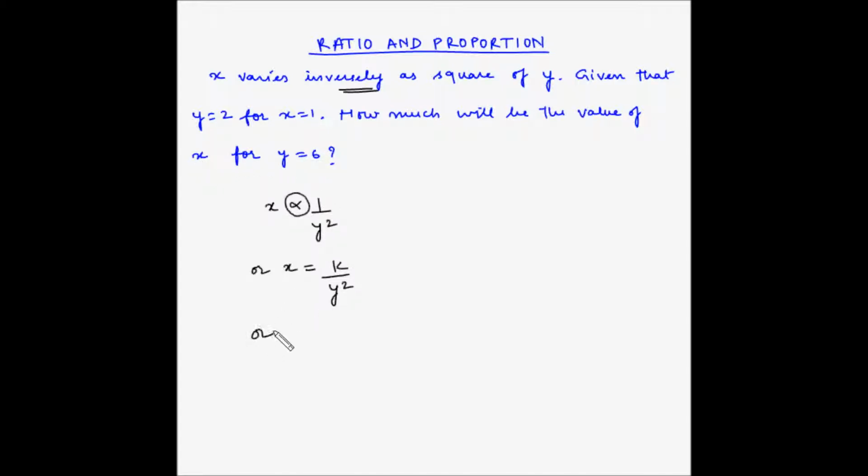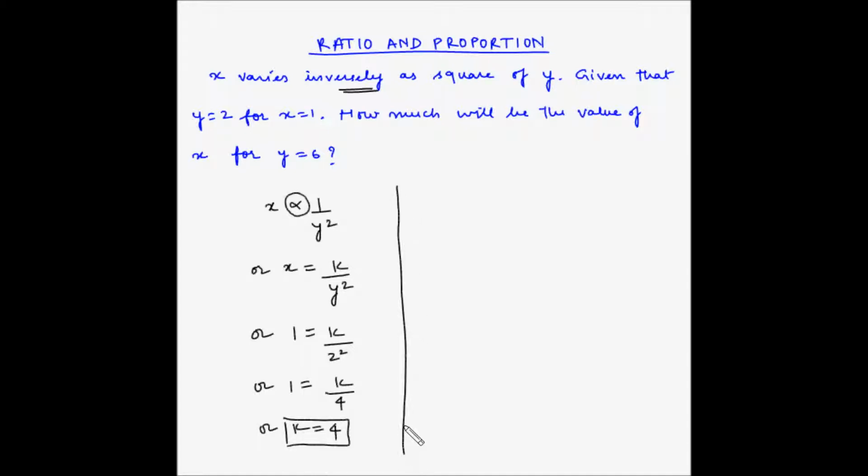So x is 1, so 1 is equal to k divided by y square, y is 2, so 2 square, or 1 is equal to k divided by 4, or k is equal to, we'll take this 4 on the other side, so k is equal to 4.